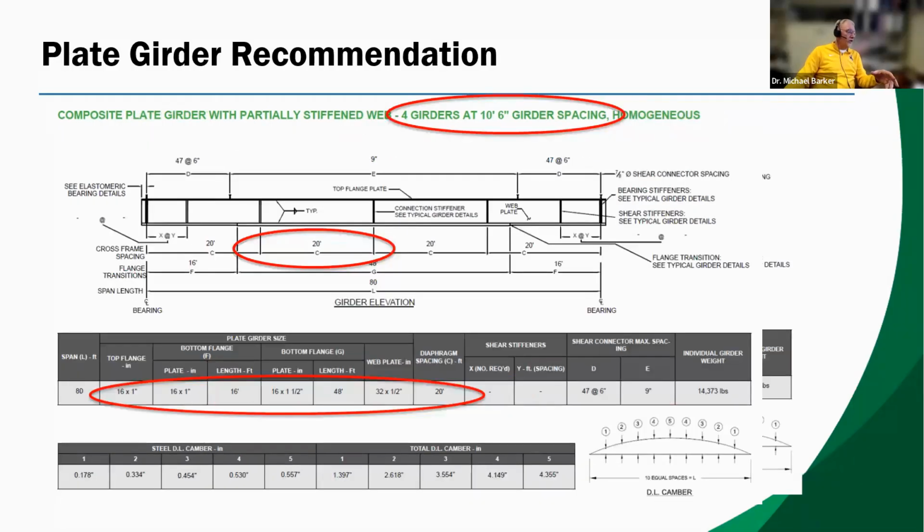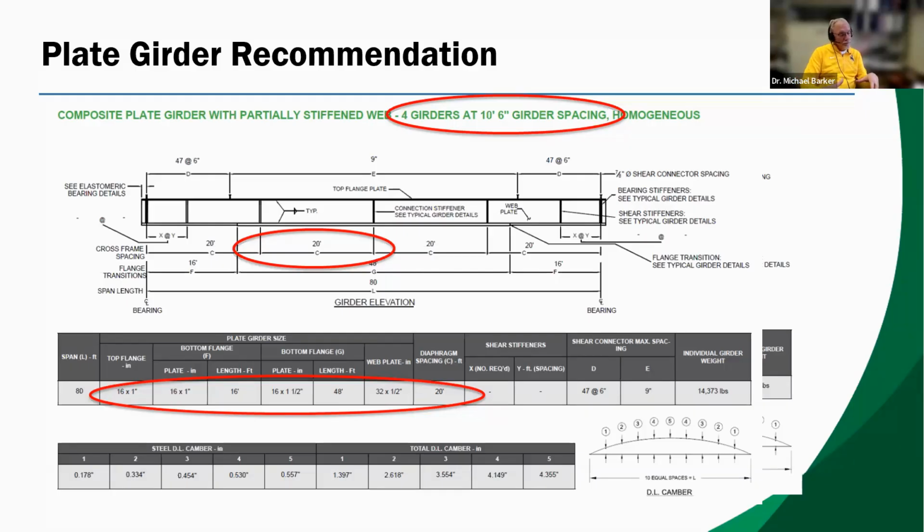If we move on to the plate girder, this is a plate girder design. It also says 4 girders at 10-foot 6-inch. That fits the spacing well. Also 20-foot diaphragm spacings.